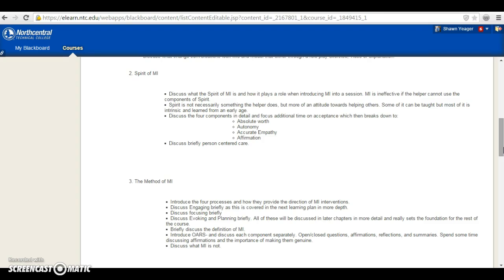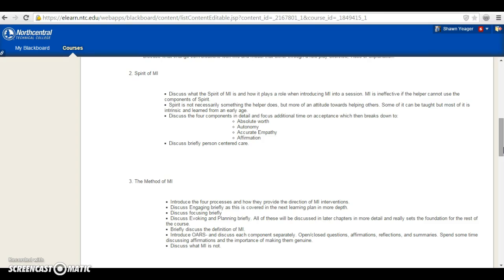And so if you respect people, you care about people, and you really want to help people, then the spirit of MI or the attitude of MI is already going to be within you. The reason why it's important is because without the spirit, without the attitude of MI, the technique itself is kind of dead. So we use the spirit of MI because it brings to life the other components.